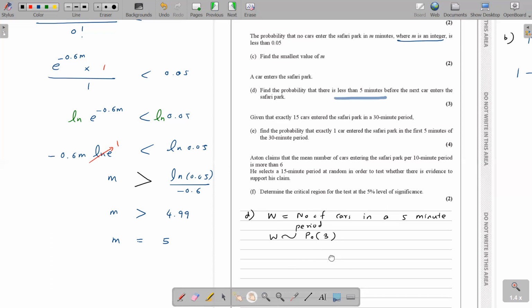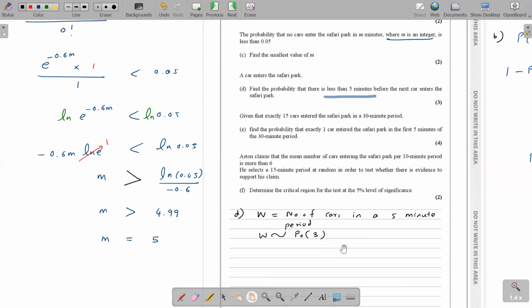Okay, then they are saying, find the probability that there's less than 5 minutes before the next car enters. We fixed the interval. Now this is the part you need to find. What probability of W are you going to find? Before the next car enters, that there is less than 5 minutes. So what value are you going to use here? Think about it.